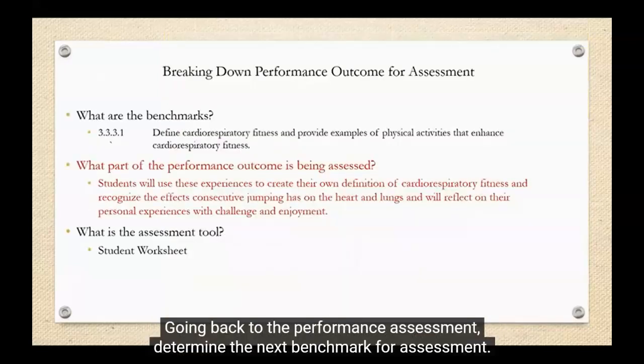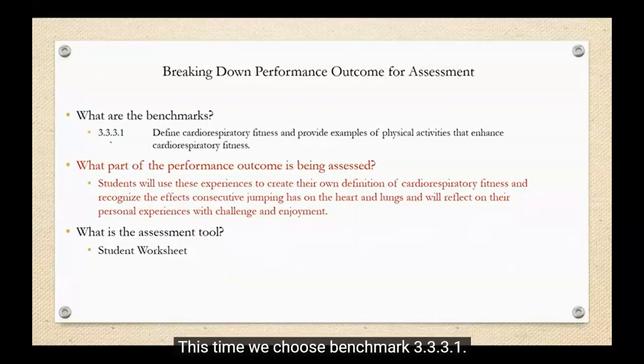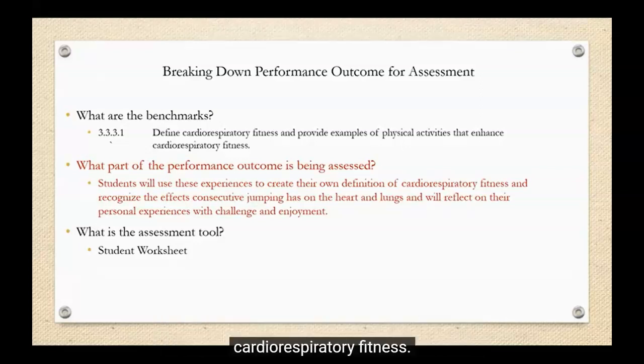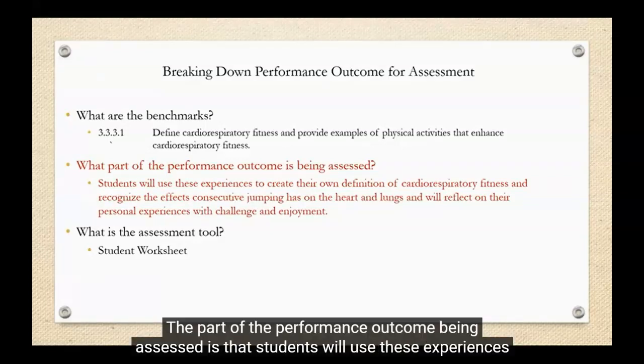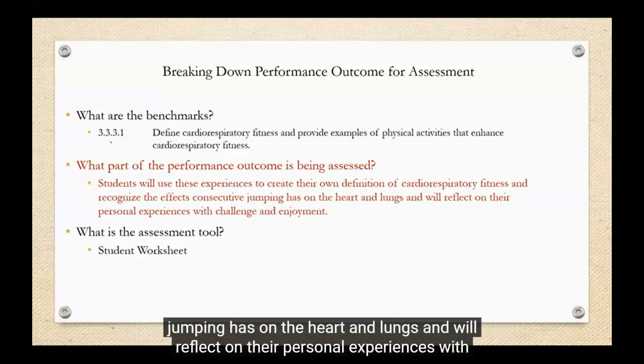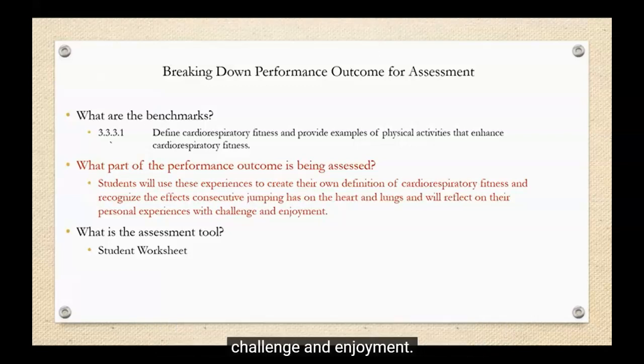Going back to the performance assessment, determine the next benchmark for assessment. This time we choose benchmark 3.3.3.1, define cardiorespiratory fitness, and provide examples of physical activities that can enhance cardiorespiratory fitness. The part of the performance outcome being assessed is that students will use these experiences to create their own definition of cardiorespiratory fitness and recognize the effects consecutive jumping has on the heart and lungs, and will reflect on their personal experiences with challenge and enjoyment.